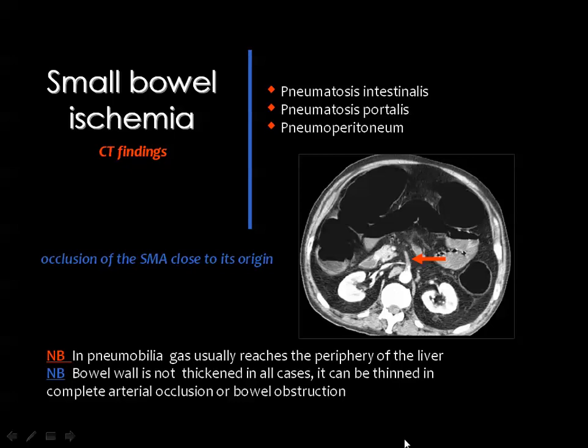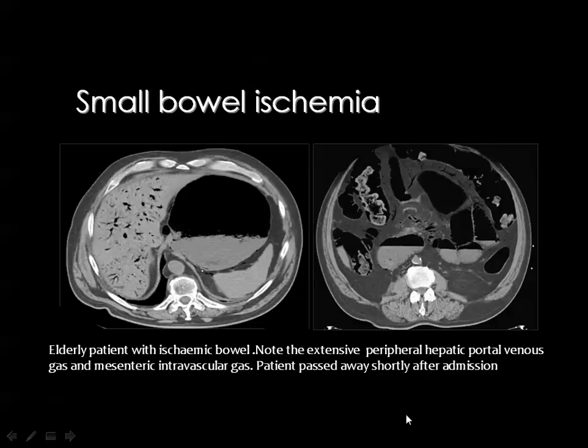The superior mesenteric artery is occluded, and that's why the intestine is dilated, and you see air in the wall of the intestine, indicating that there is some sort of intestinal ischemia. And in this case, you can see air in 3 places: pneumatosis intestinalis, air in the wall of the small bowel; pneumatosis portalis, air in the portal venous tracts; and pneumoperitoneum, free air within the peritoneal cavity, and this is usually the sequelae of intestinal obstruction.